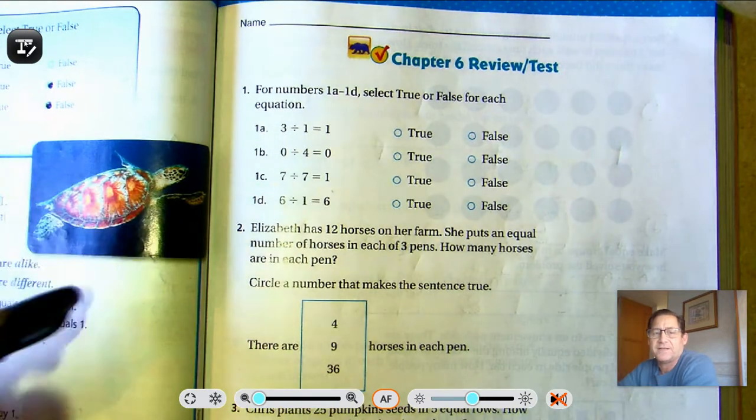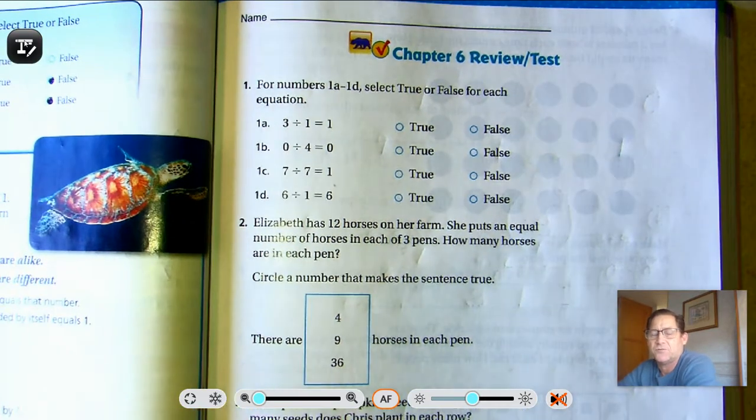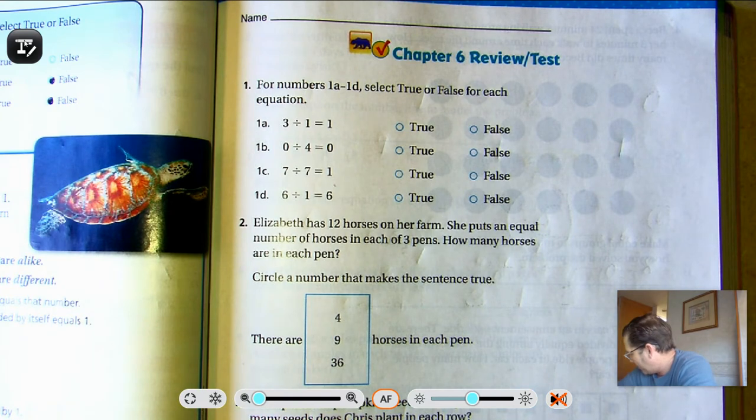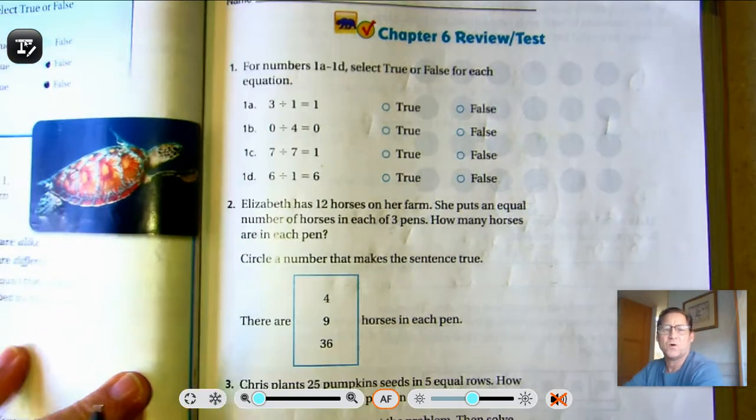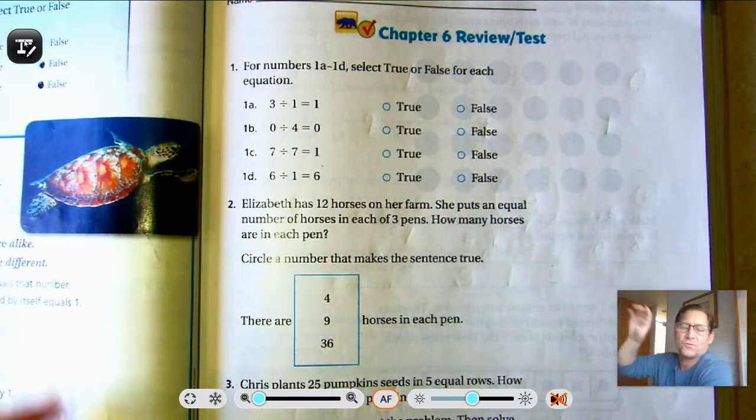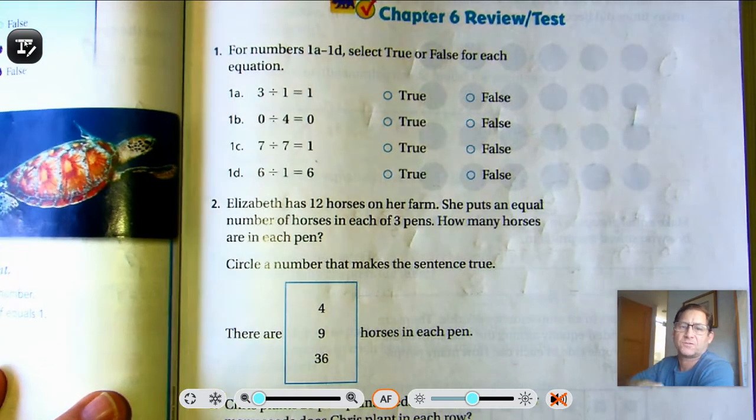Hello everybody. So today we're going to talk about the Chapter 6 review, and we're on page 257 of the third grade textbook. So let's get started. Number 1. For numbers 1a through 1d, select true or false for each equation.